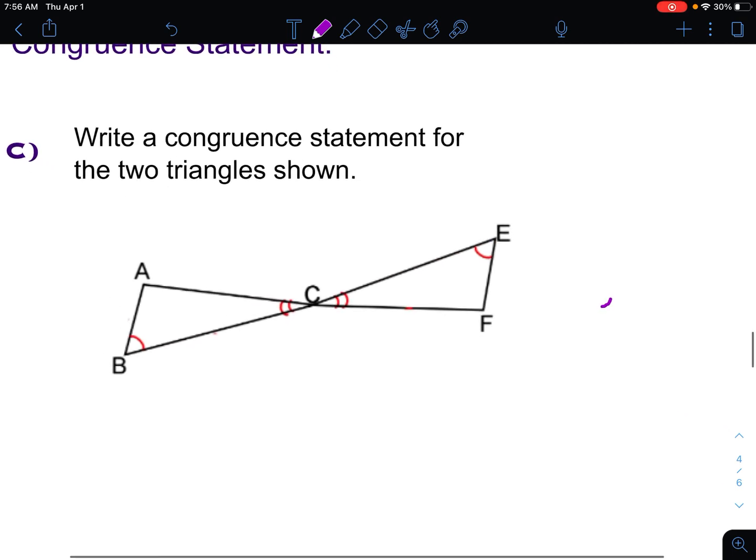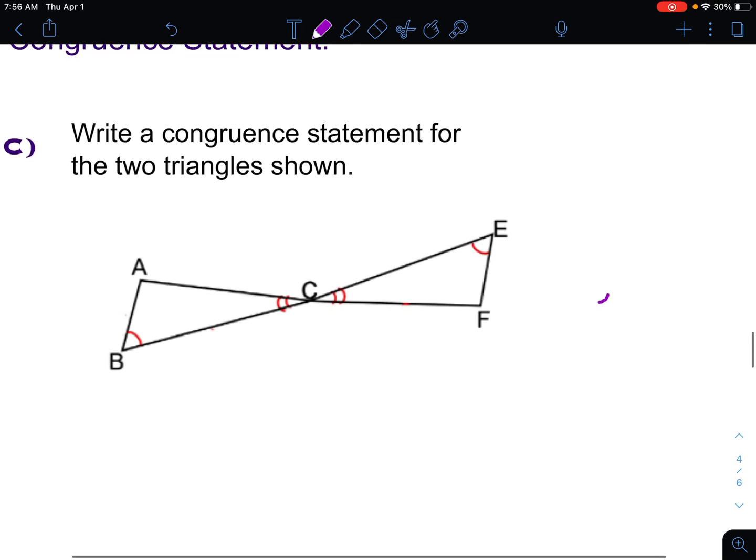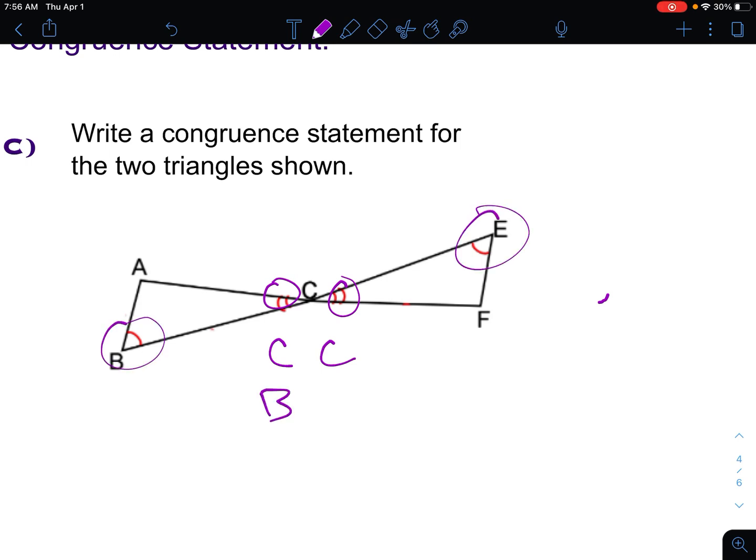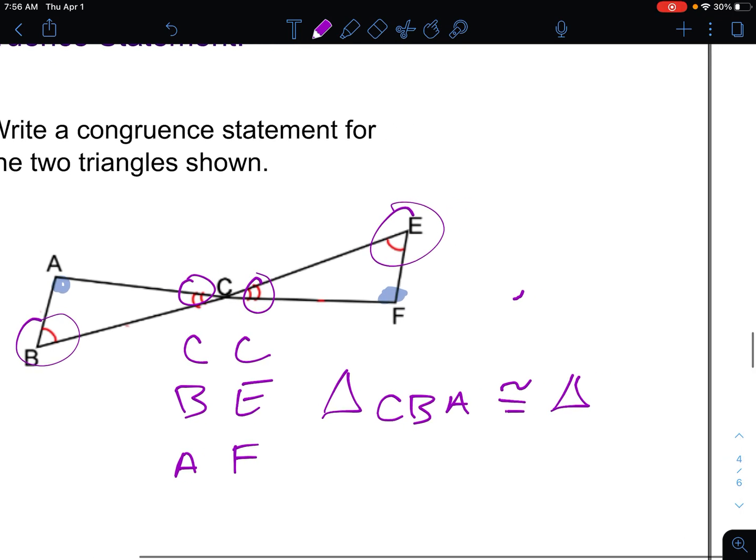Well, we have to match up things that match up. All right, we got 2 tick marks here, matches up with those 2 tick marks there. That's C and C. Okay, E and B go together because they have the 1 tick mark, and that means the one without the tick mark, A and F, we're going to assume they're congruent. So one of many ways to write the congruency statement would be triangle CBA is congruent to triangle CEF.